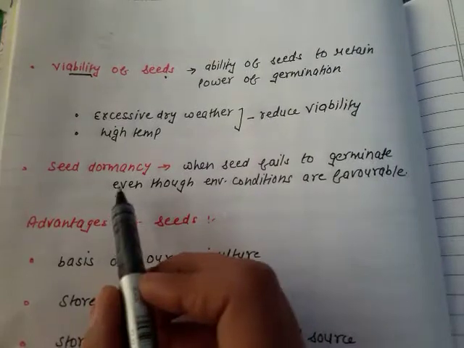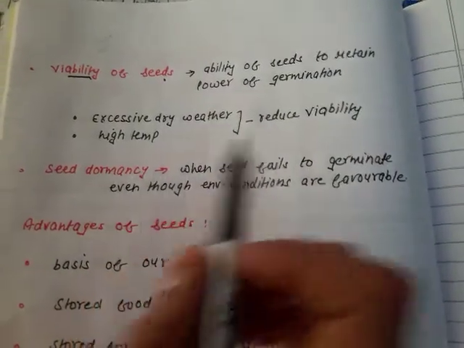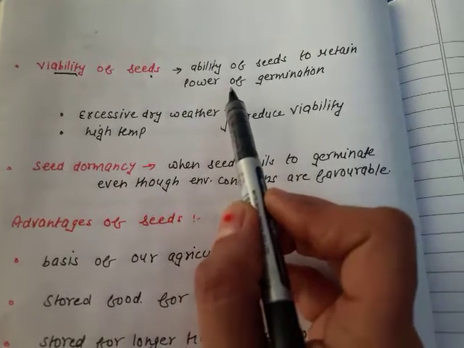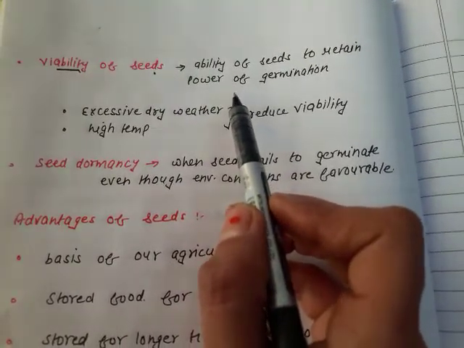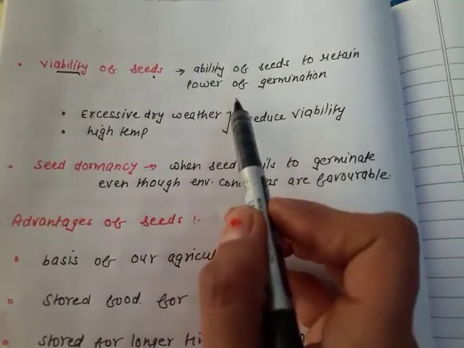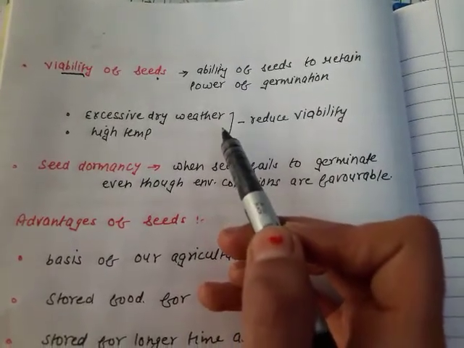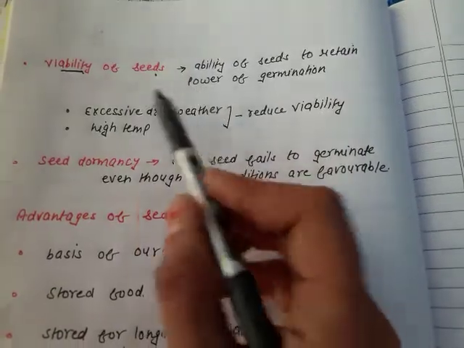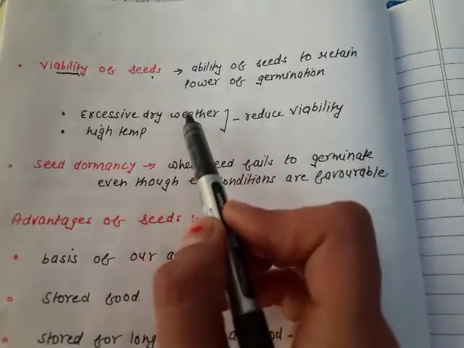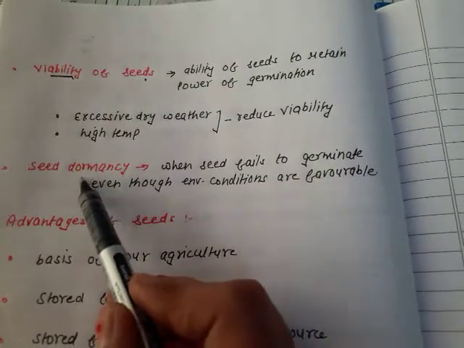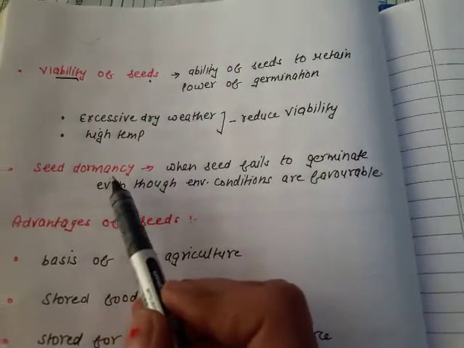Now seed dormancy. कुछ सीड्स ऐसी हैं जो बहुत लंबे टाइम तक भी अगर डोरमेंट रहें मतलब इनएक्टिव रहें और बाद में वो डोरमेंसी पीरियड से बाहर आएँ, वो तब भी अपनी वायबिलिटी को मेंटेन करके रखती हैं. फाइन. Now, seed dormancy is what? Dormancy means the state of inactivity.